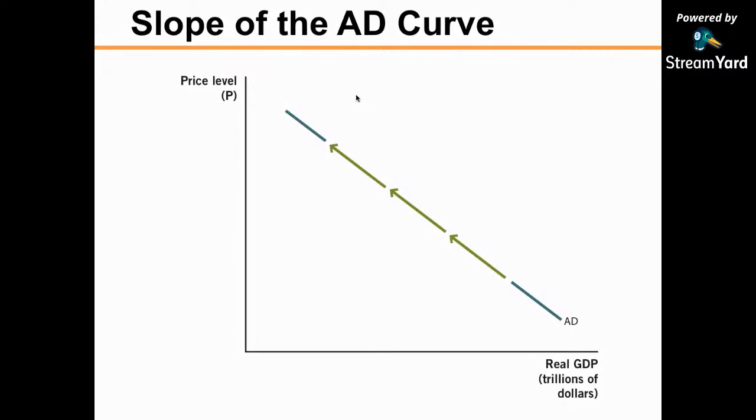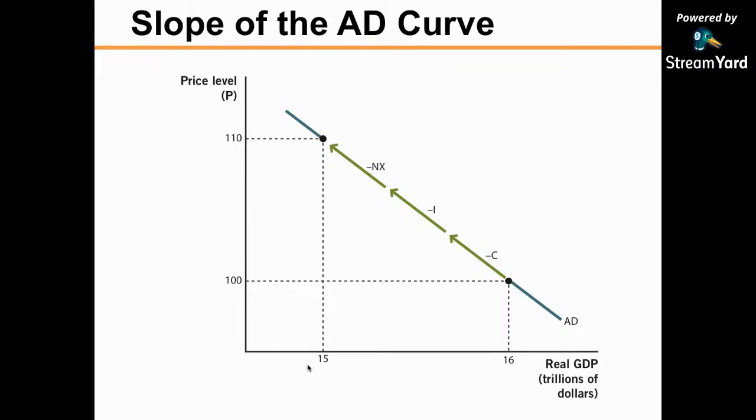So the slope of the aggregate demand curve, this is figure 13.4 from your textbook. At a price level of 100, so that's our base level, the quantity of aggregate demand is 16 trillion. We've seen this already. Real GDP is on the x-axis, price level on the y-axis. Now, when the price level rises from 100 to 110, the quantity of aggregate demand, or real GDP, is going to fall from 16 trillion back to 15 trillion.